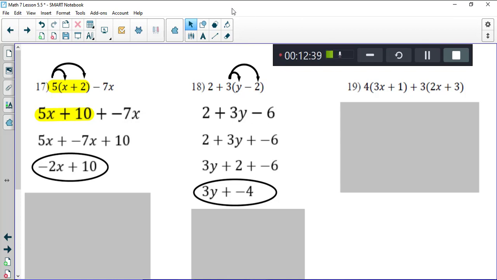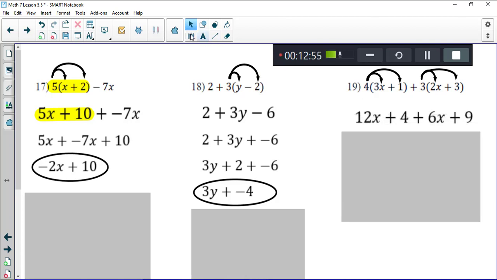Now, number 19, we have the distributive property twice. So we've got to distribute this 4 to the 3x and the 4 to the 1, which we'll do in a moment, and then the 3 to the 2x and the 3 to the 3, which again we'll do in just a moment. So that first set of parentheses, which I'm going to highlight in yellow here, becomes 12x plus 4. 4 times 3x is 12x, 4 times 1 is 4. Our second set of parentheses, which is right here, is going to become this. 3 times 2x is 6x, 3 times 3 is 9.